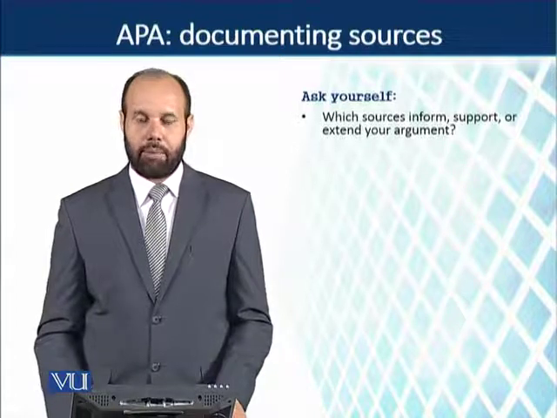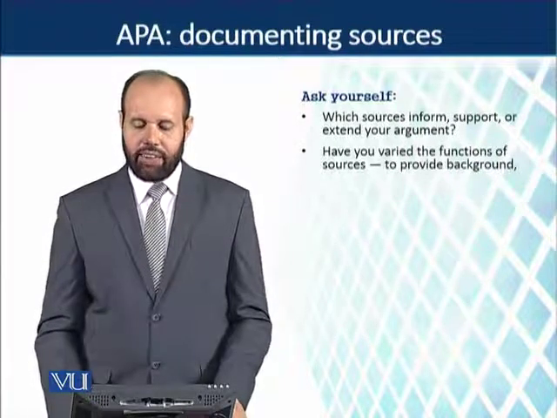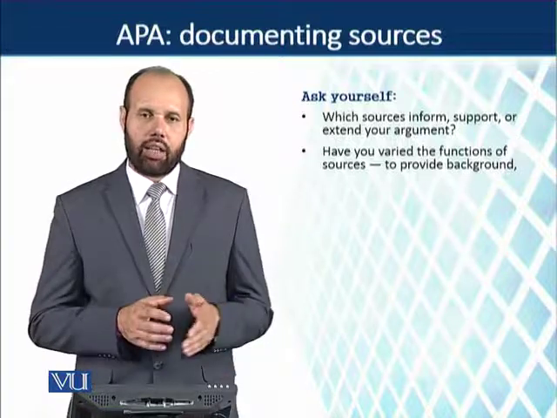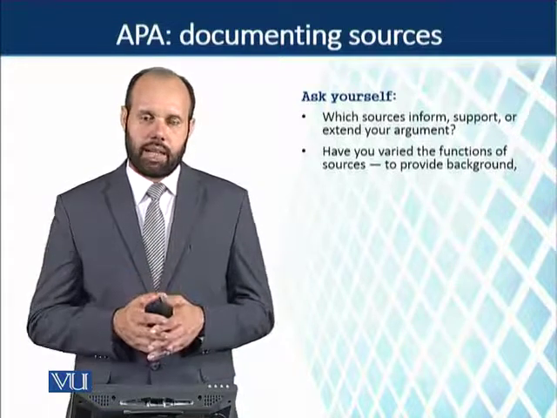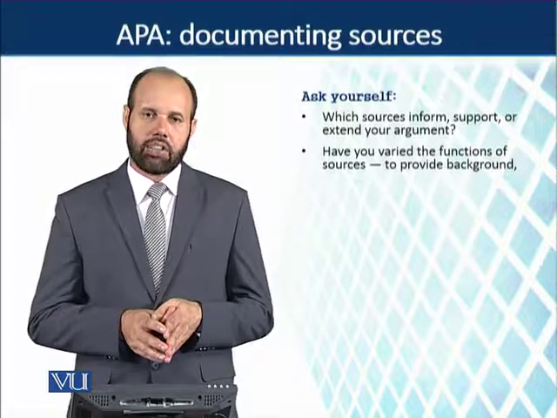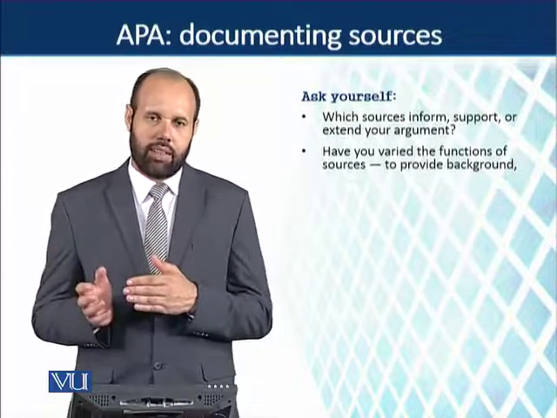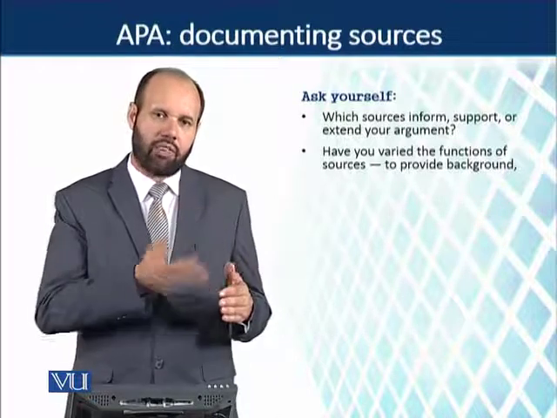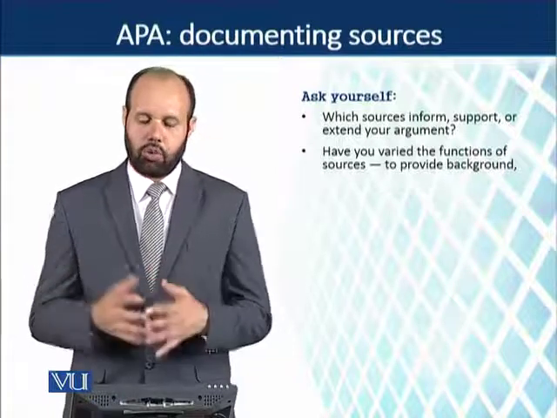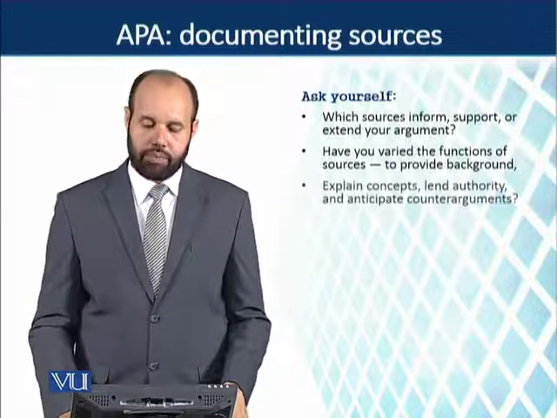You must be using them, right? And then the next question is, have you varied the functions of sources to provide background? So if you are discussing a particular topic, the background which you are providing from the existing literature should cover both aspects: the aspects which are in favor of your argument and the aspects which are opposing your argument. You must be using both of them in order to provide the background, okay?